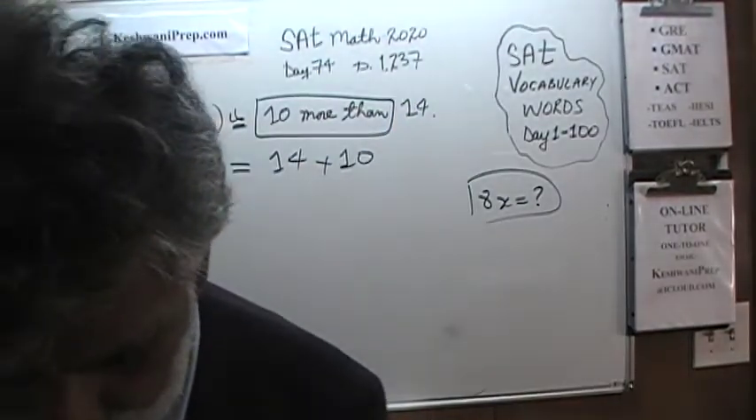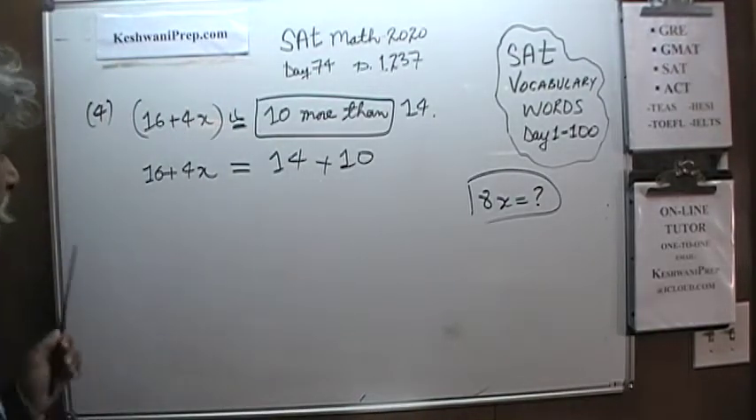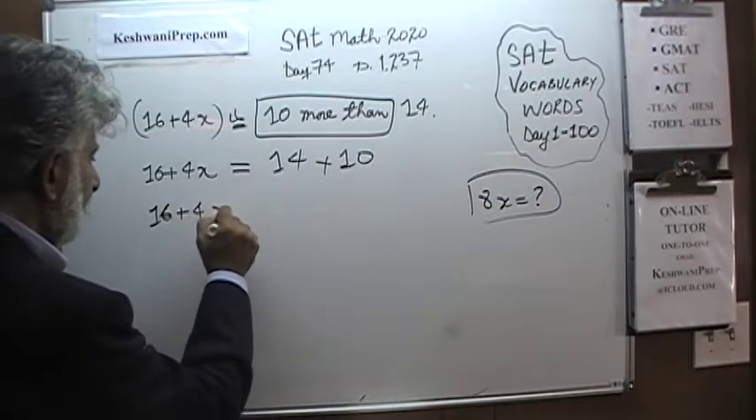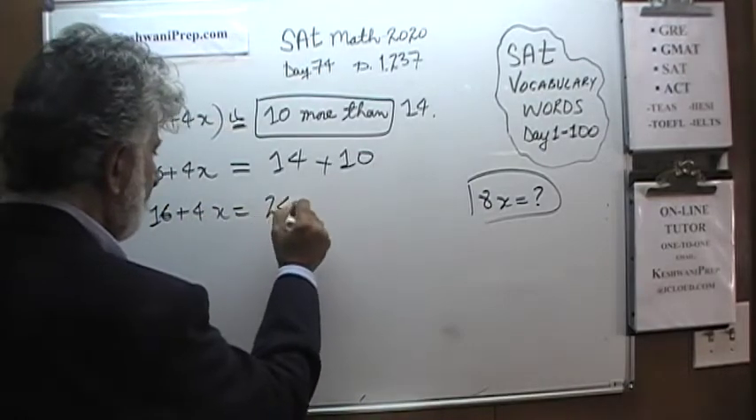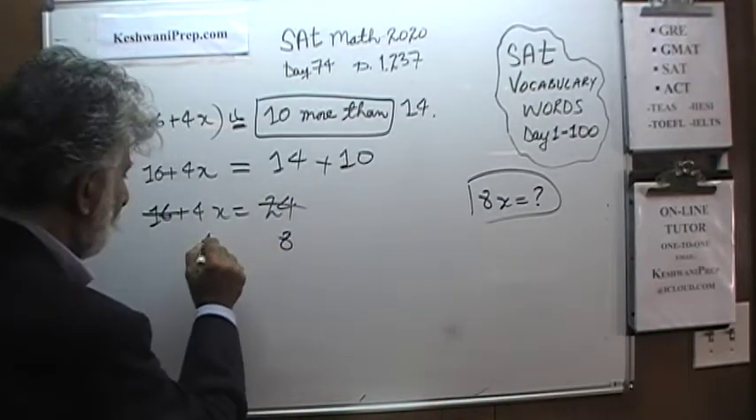It's 14. I miswrote it. So now we can begin our story. So 16x plus 4, 16 plus 4x equals 14 plus 10, which is 24. Subtract 16 from both sides, we get 8. There you go. So 4x equals 8.